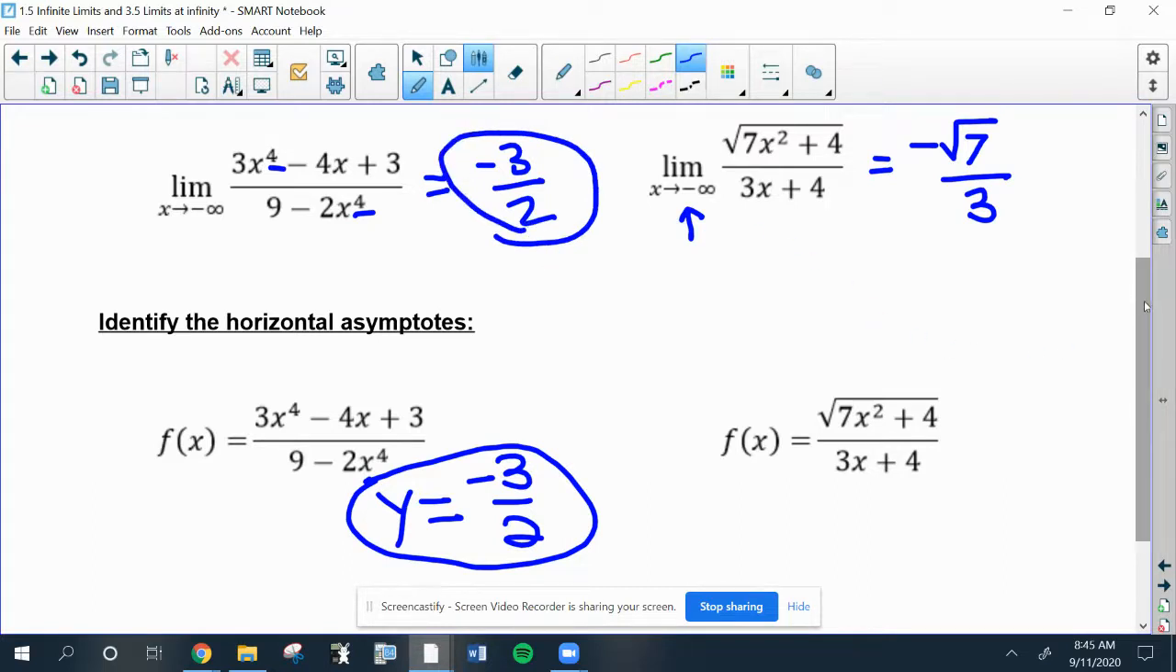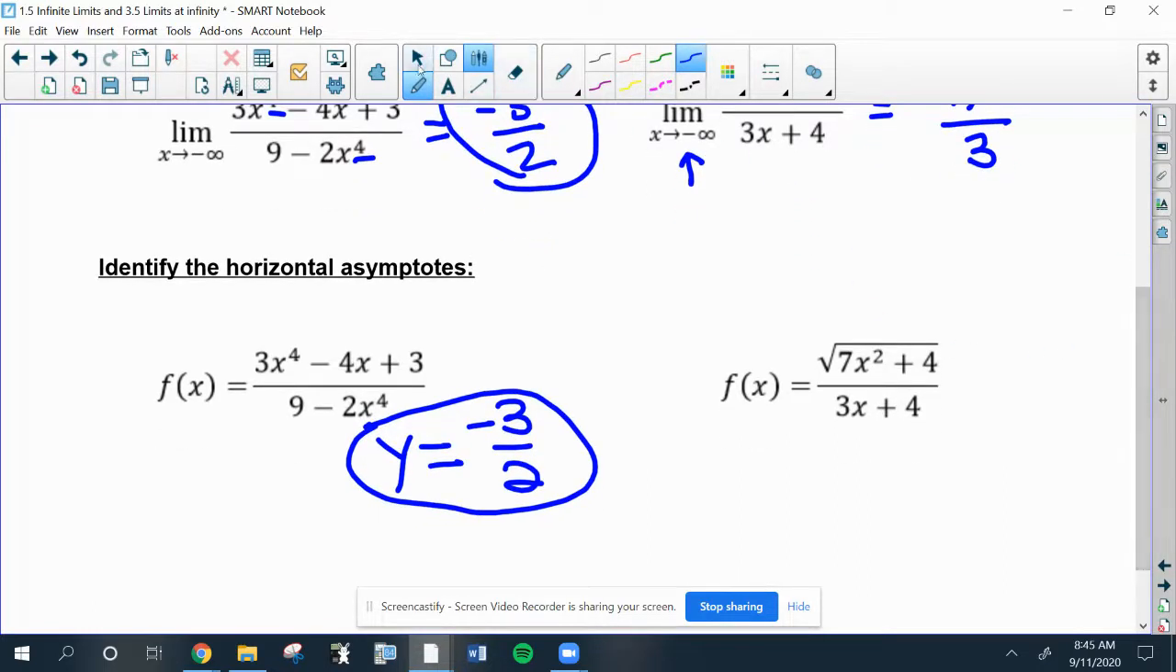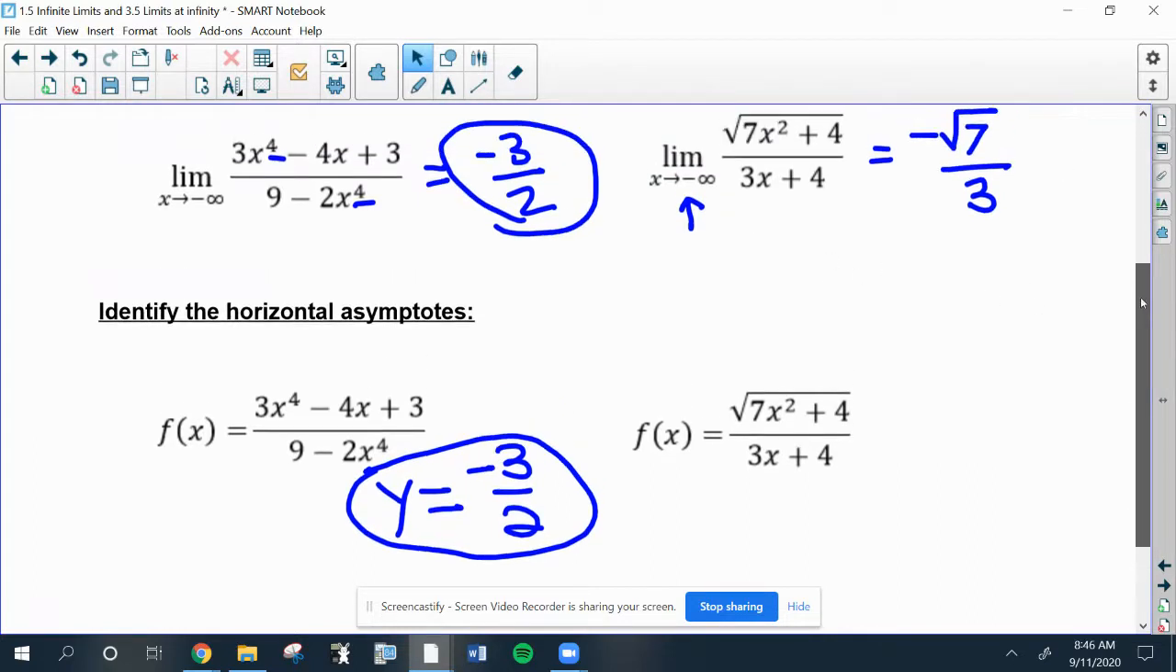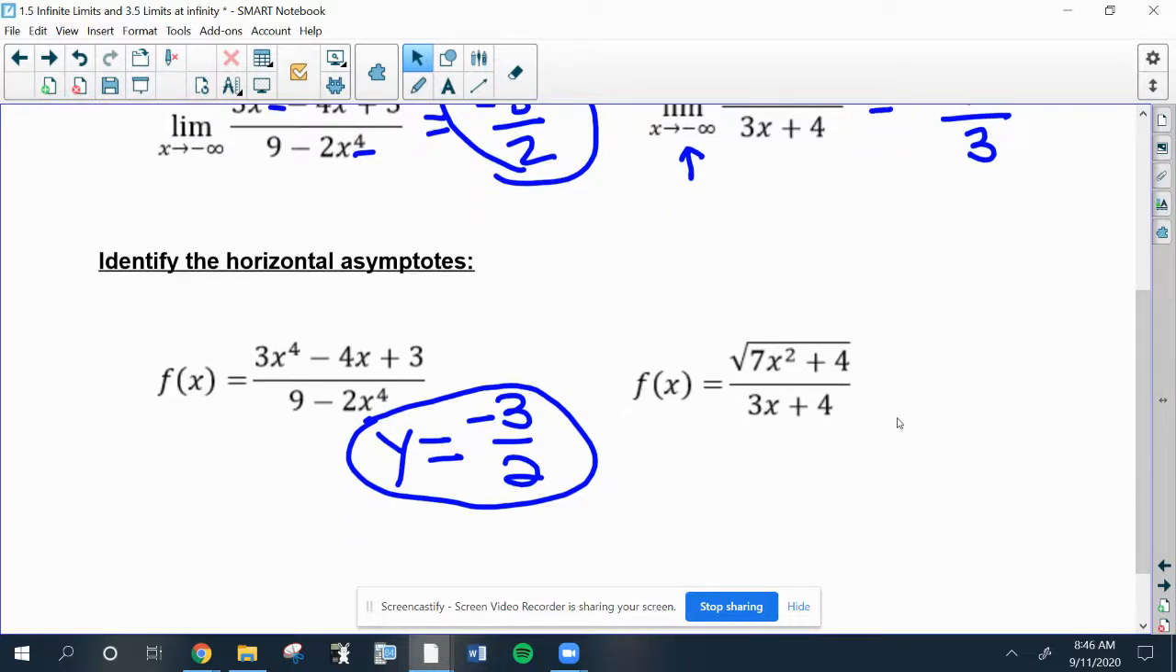For the next one, this one involves a radical, and it's asking for what's the horizontal asymptotes. Remember, this one possibly has 2. You've probably figured out by now it does have 2. You have to consider the limit as x goes to negative infinity for the left horizontal asymptote, which we already said is negative 7/3, or negative root 7 over 3.